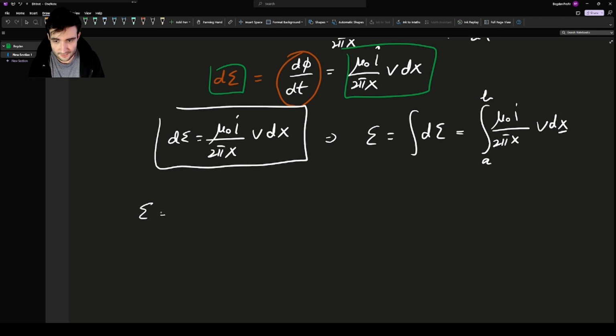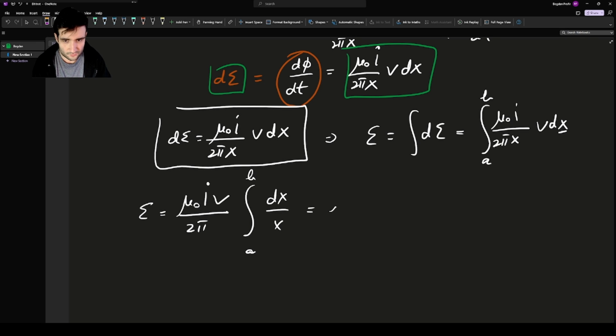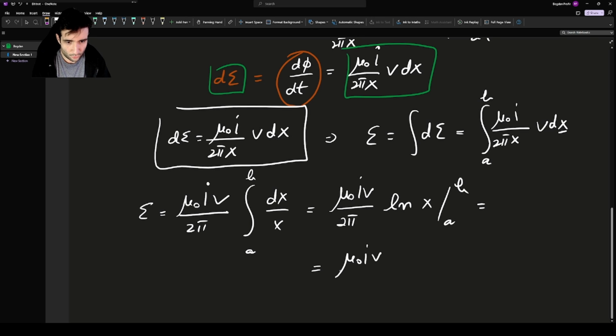So we have that the induced EMF will be mu 0 times I times v. So I'm just taking the constants out. And then we have dx over x. So again, this is a very straightforward integral. This is just the natural logarithm of x from a to b. And if you use the laws of logs, you'll see that this is actually equal to ln of b over a.